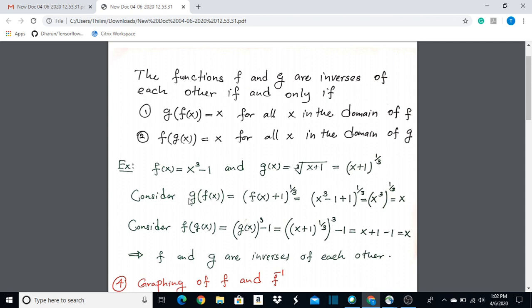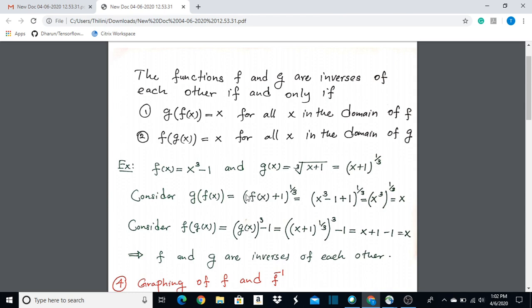Now I'm considering g of f of x. This is the composition g and f, so I'm plugging the f function into g. I know how g works: g adds 1 to whatever the input is and takes the third root of it. So here I'm plugging in f, adding 1 to f and then taking the third root of this term.